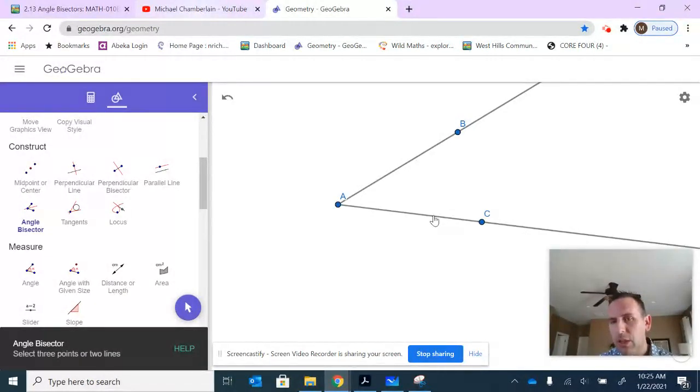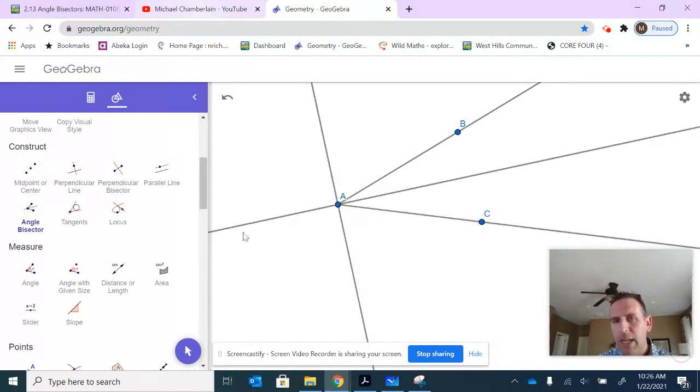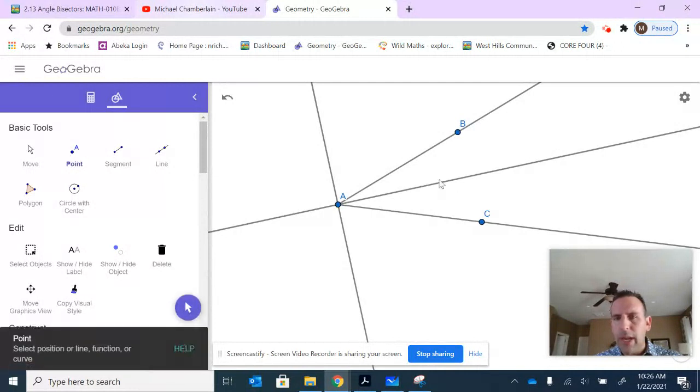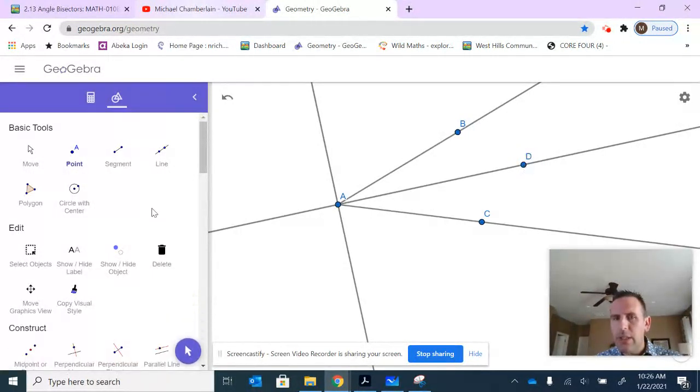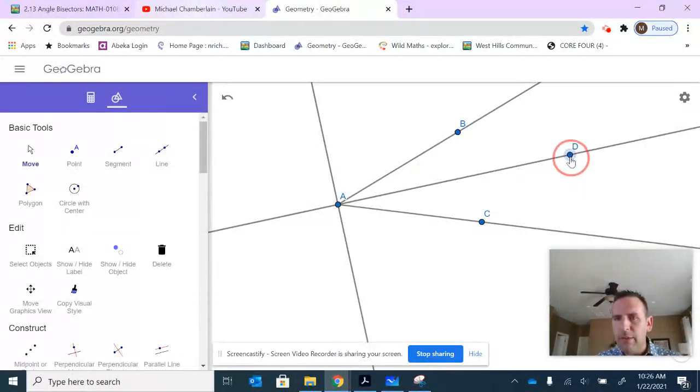I'm going to select 2 lines. I'm going to select the bottom ray AC, and then the top ray AB, and it cuts it right in half. Now notice it added a whole bunch of extra lines. So if you want some of that to go away, you could create a point anywhere on this that's subject to it. Notice I created the point D. It'll move back and forth there.